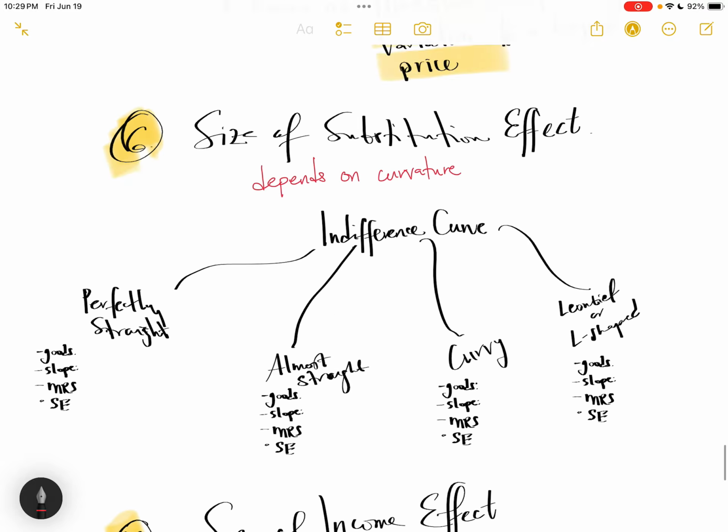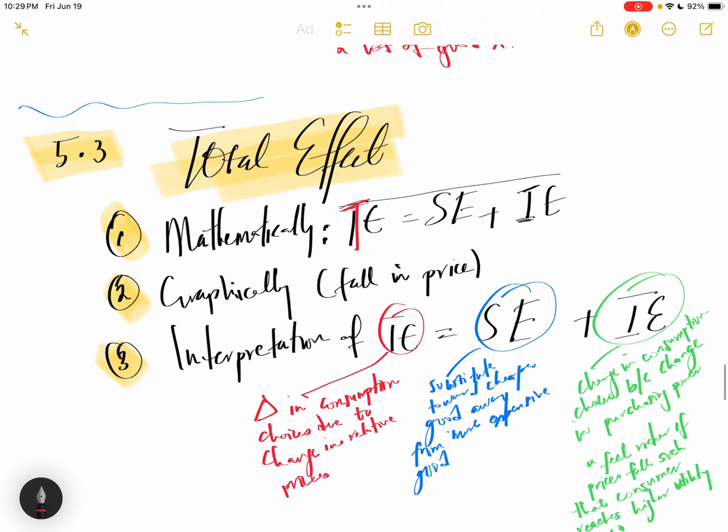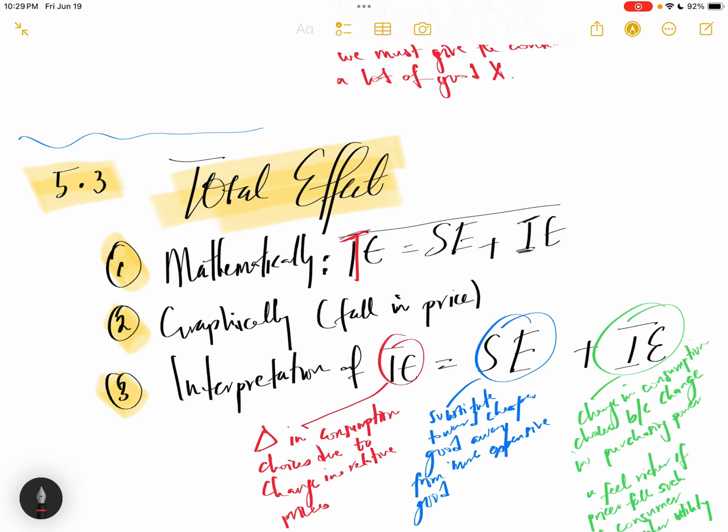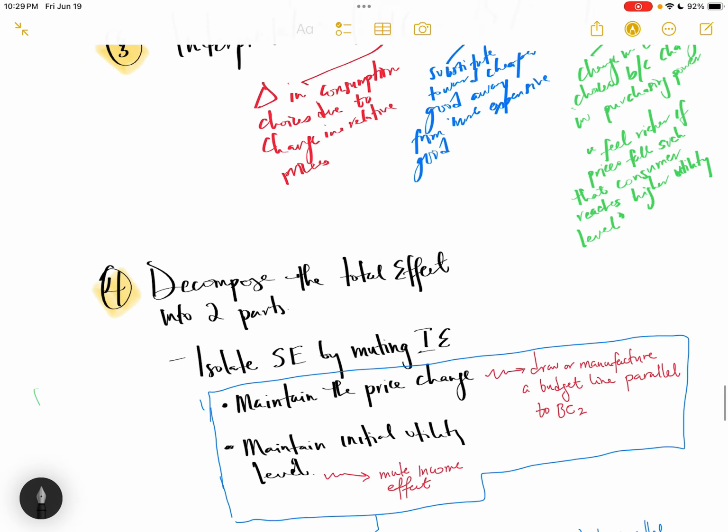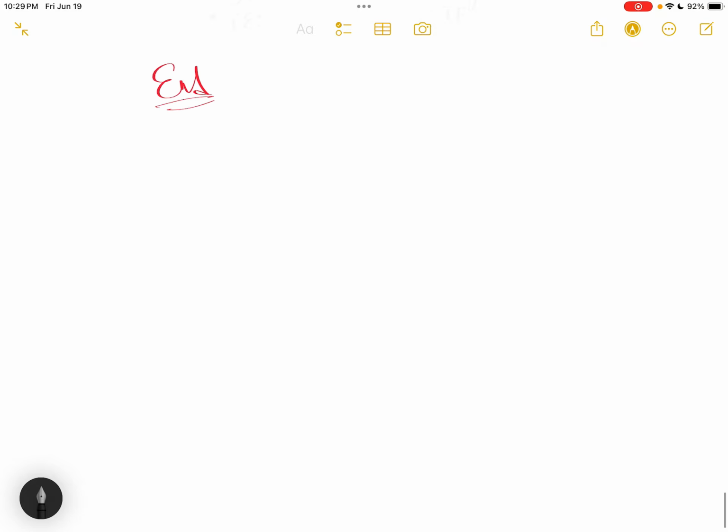All right, so we have a full plate. We have a full plate on this one. Let's get started. Total effect. When we see a fall in price, what does that look like? So I'm working on 1 and 2 now. Let me change my color back to black so I can draw the graph.